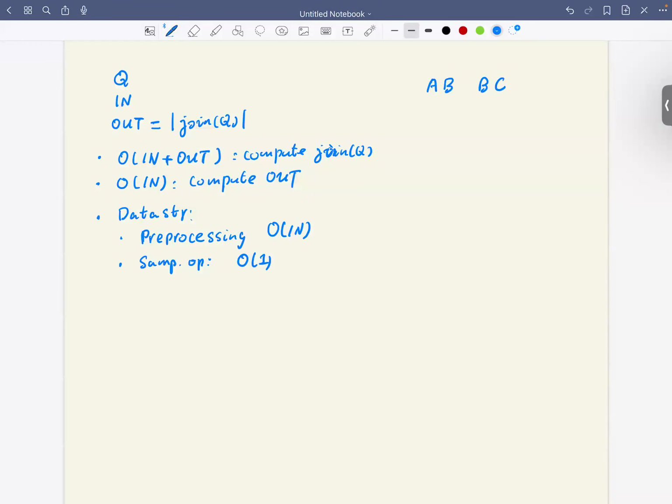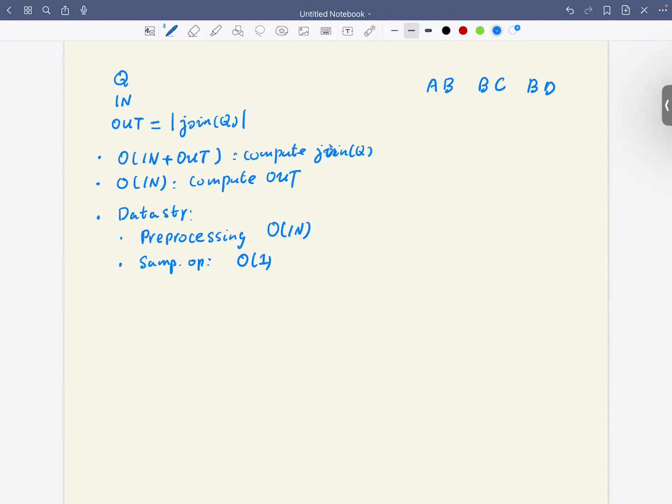But just so you know, this is not the worst. This is not a terrible case, because if you want, I can give you more relations. Let's say AB, BC, and then BD, and so on and so forth. So this OUT can really be huge. It can be N to the power of 3, N to the power of 4, and so on.